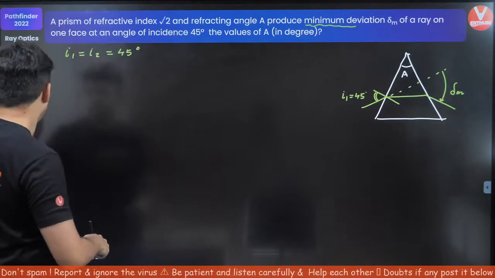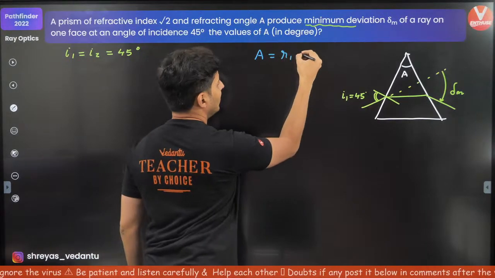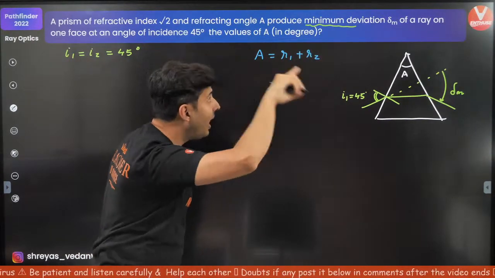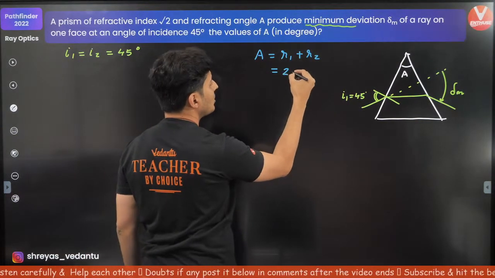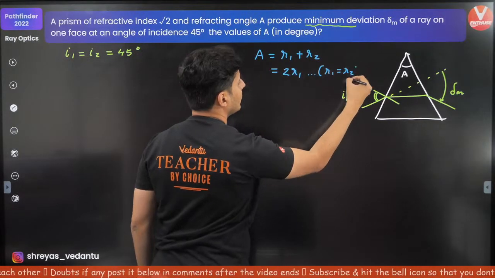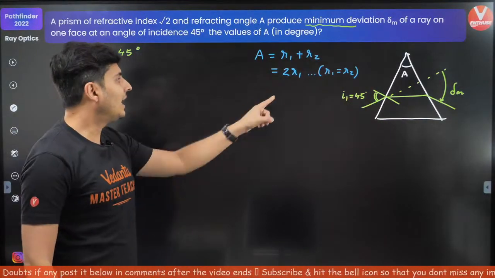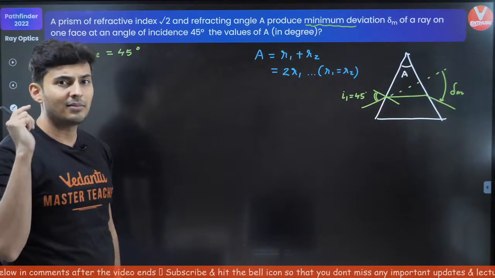I think for finding out A, the only way I can do it is by finding out R1 and R2. But since it is minimum deviation, I know R1 is equal to R2. So I can just say 2R1, since R1 is equal to R2. That means what do I need? I just need R1. Now, how do I find R1?